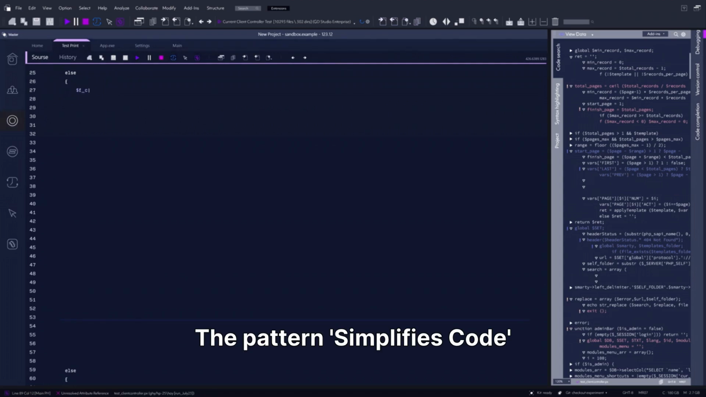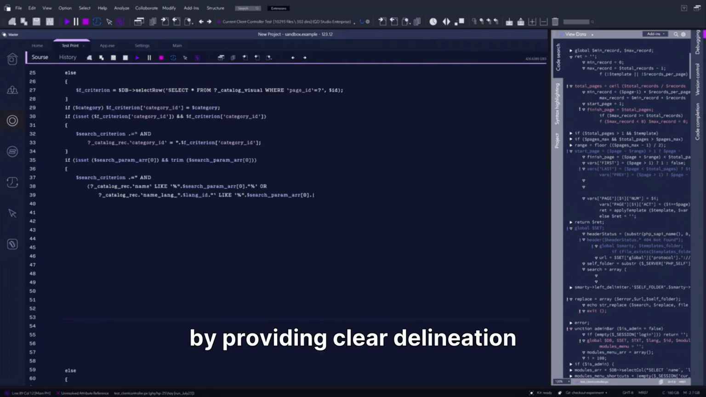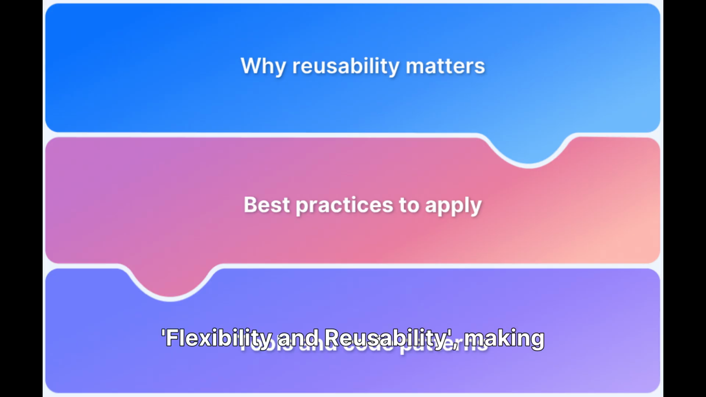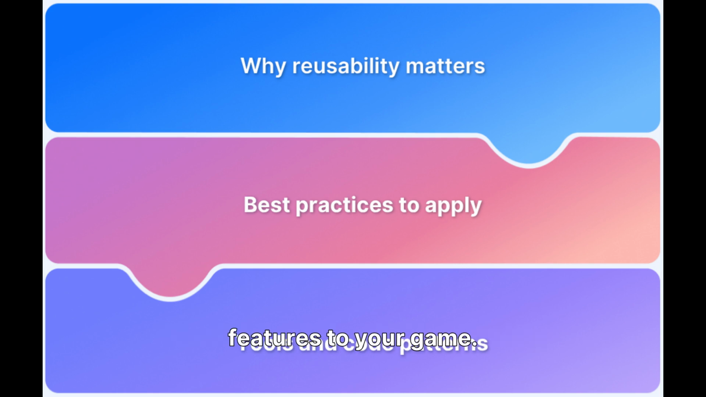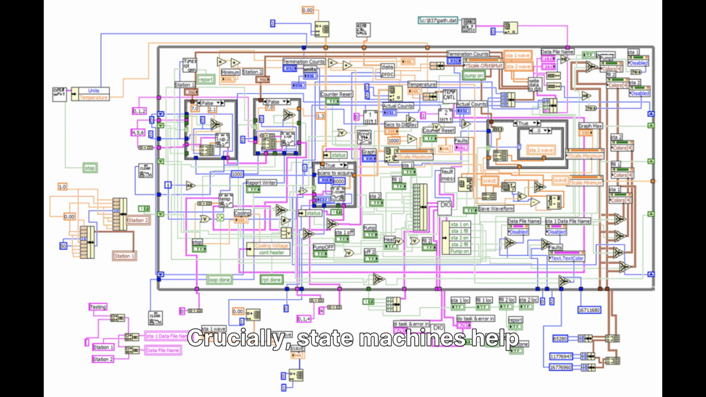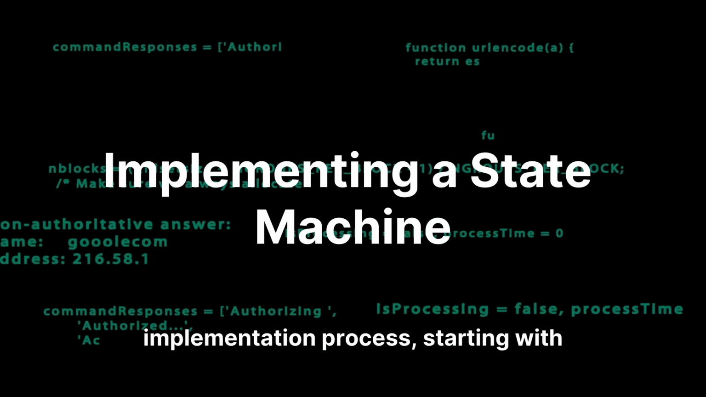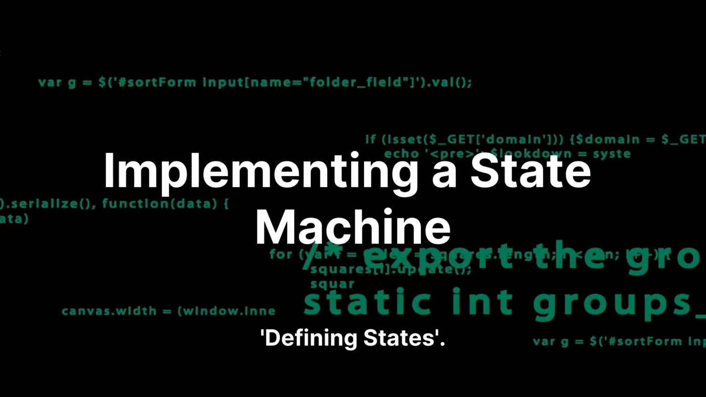The pattern simplifies code by providing clear delineation for which chunk of code is running at any given moment. This leads to greater flexibility and reusability, making it easier to understand, maintain, and add new features to your game. Crucially, state machines help avoid spaghetti code by eliminating large, unwieldy if-else blocks that can quickly become unmanageable. Now, let's explore the implementation process, starting with defining states.